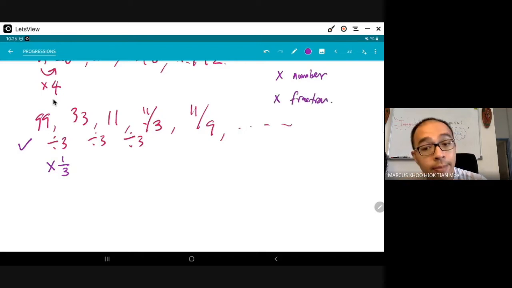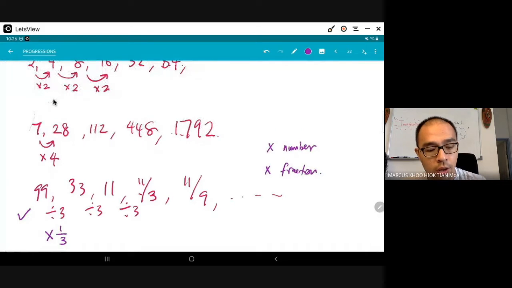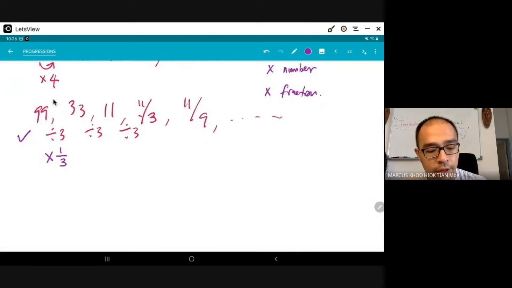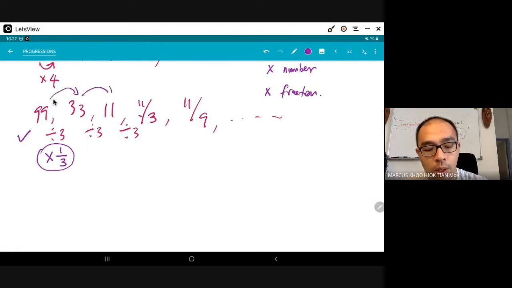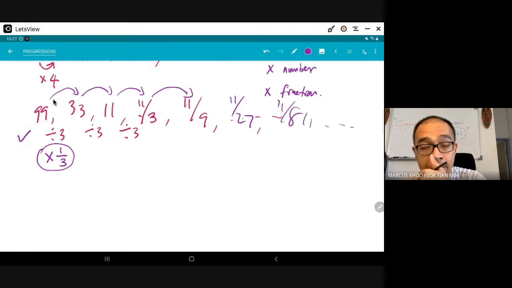If it is times a number, the number gets bigger and bigger. But if you multiply with a fraction, I know we say divide by 3, but now we change the divide by 3 to become times 1 over 3. So we find out that when we multiply with a fraction, the progression gets smaller and smaller. And you can still go on. This is 11 over 27, 11 over 81, and so on. It gets smaller and smaller because now we are multiplying with a fraction.